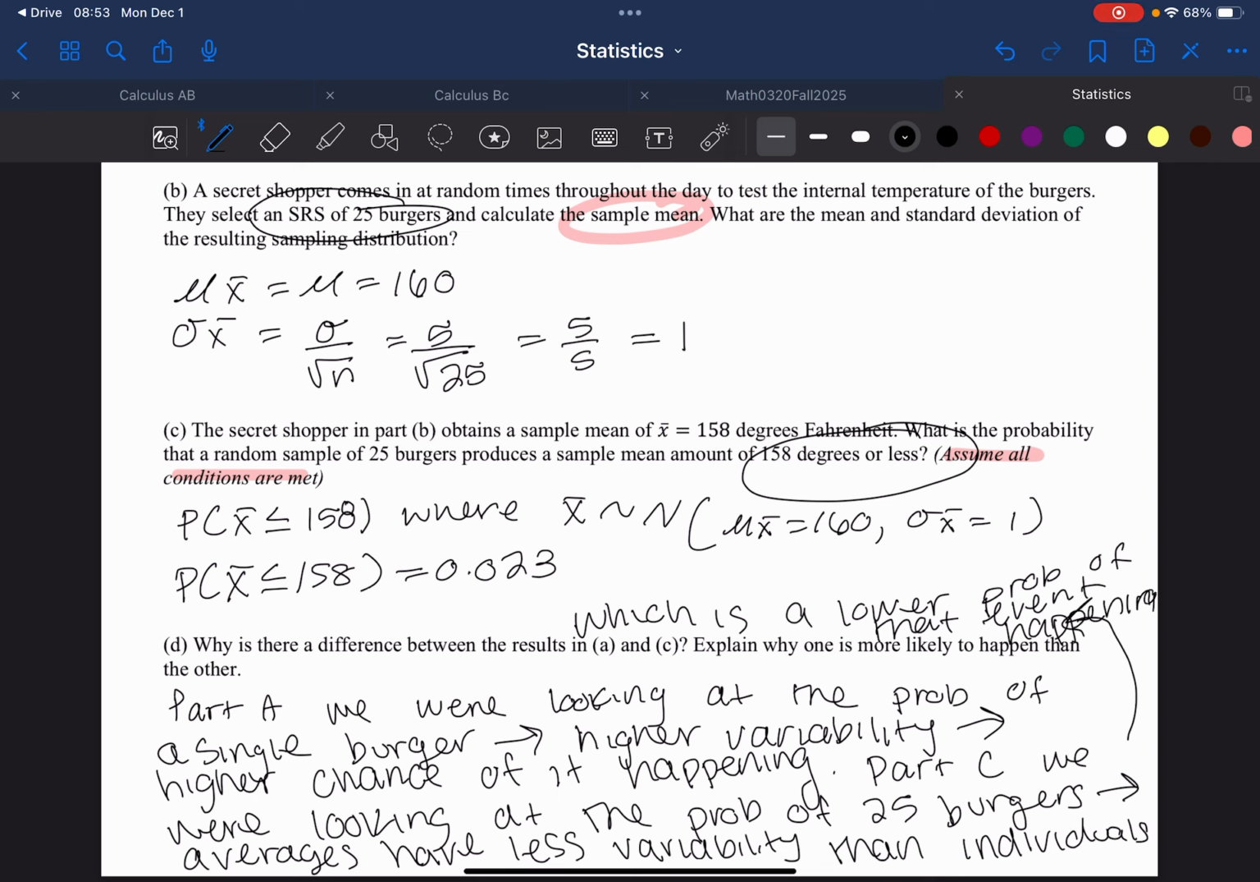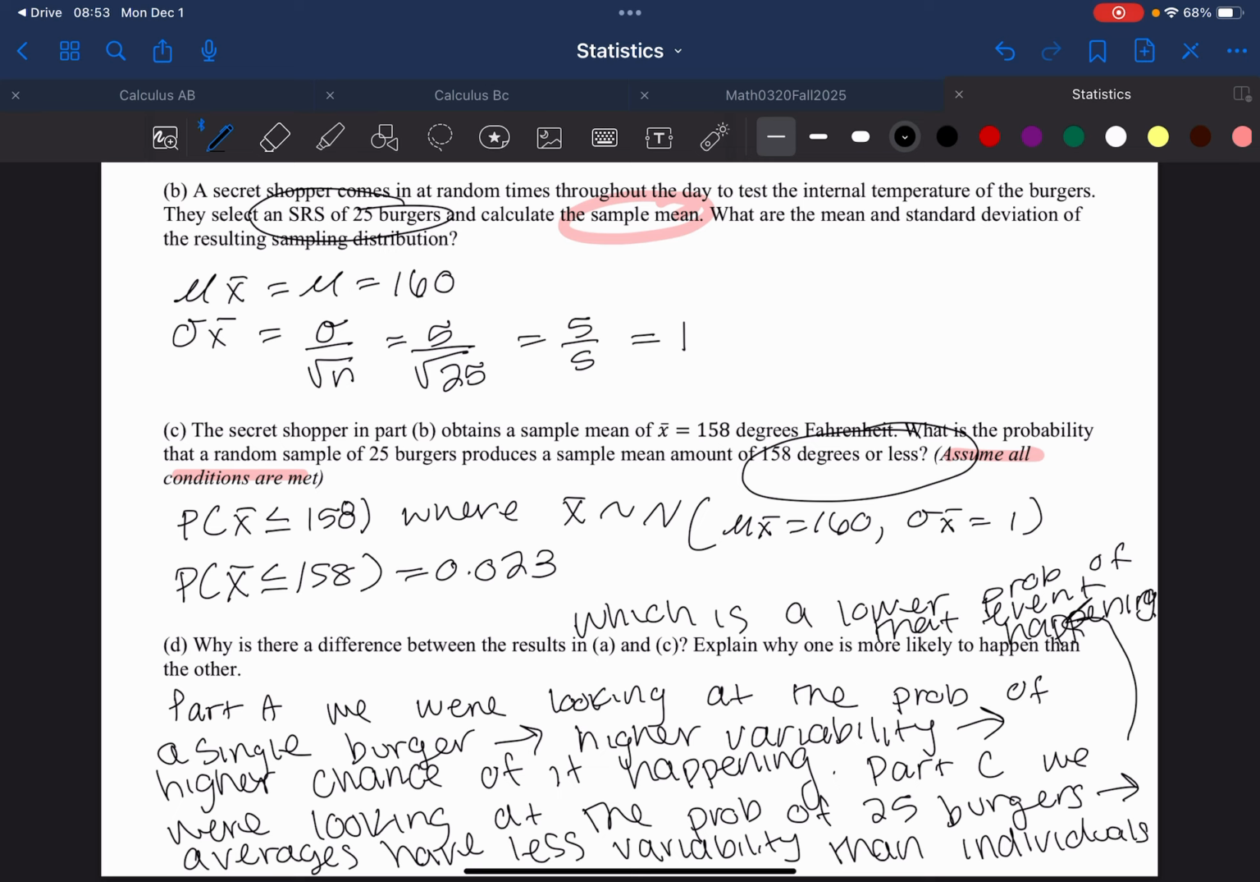So think of it this way. If you were only looking for one object, so one burger, okay, you have a higher chance of that one burger meeting that criteria versus looking at 25 burgers and not saying out of those 25 which one meets the criteria, but taking all of the data for each of the 25 and taking the average. Okay, that's the big difference here.